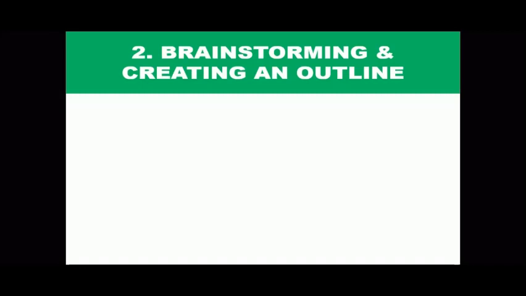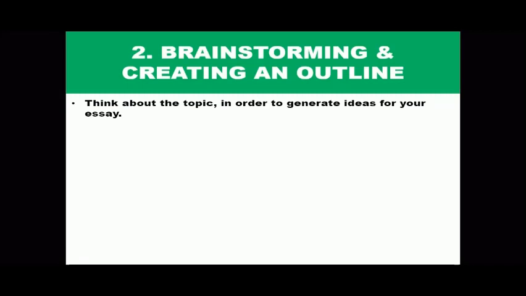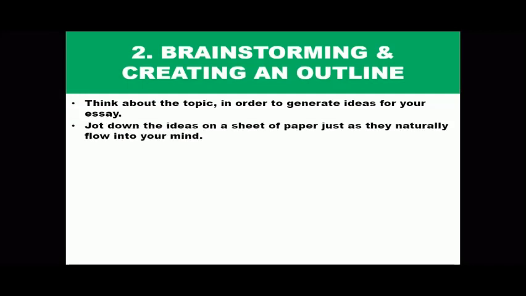We are looking at this. I showed you an overview of these steps, but now we are looking at them in some detail. Okay. Now, what does it mean? What does brainstorming and creating an outline involve? As I earlier mentioned, brainstorming means thinking about the topic, so think about the topic in order to generate ideas for your essay.